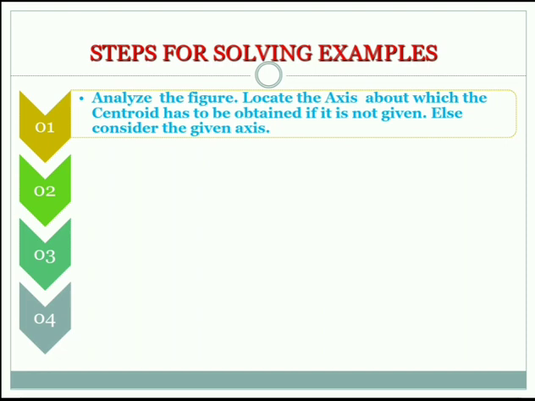This step means that firstly we have to analyze the figure. We have to check whether the figure is symmetrical about any axis. Then we have to locate the centroidal axis. We have to locate the reference axis about which we have to obtain the centroid. If the reference axis is mentioned in the given example, we need not take our own axis. If the reference axis is not mentioned, we should go for our own reference axis. Once we go to the further examples, these things will be clear.